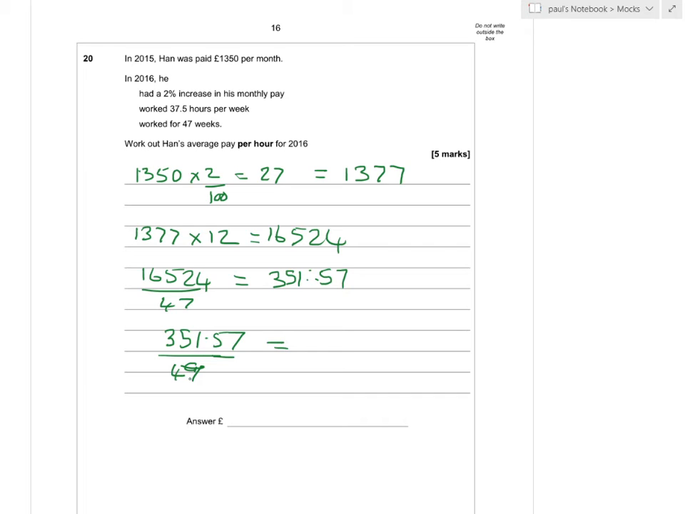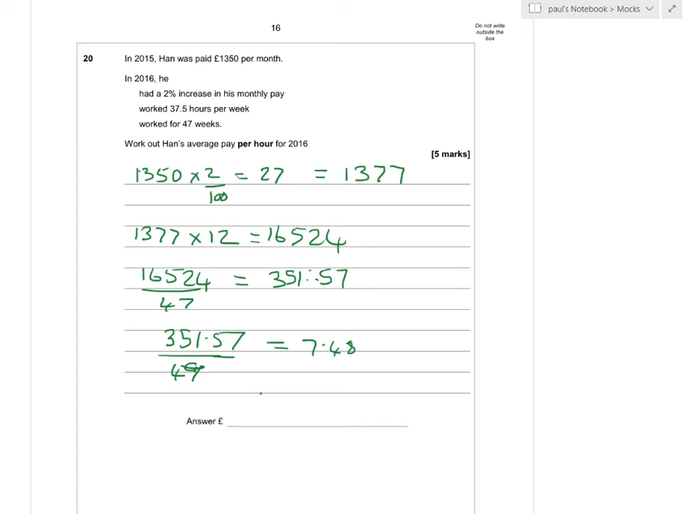351.57. Now divide that by 47. What does that come out as? £7.40. No, £7.48. Oh, I think it should be more than that. Let's have a look. I got £7.48, unless I've typed in something wrong.